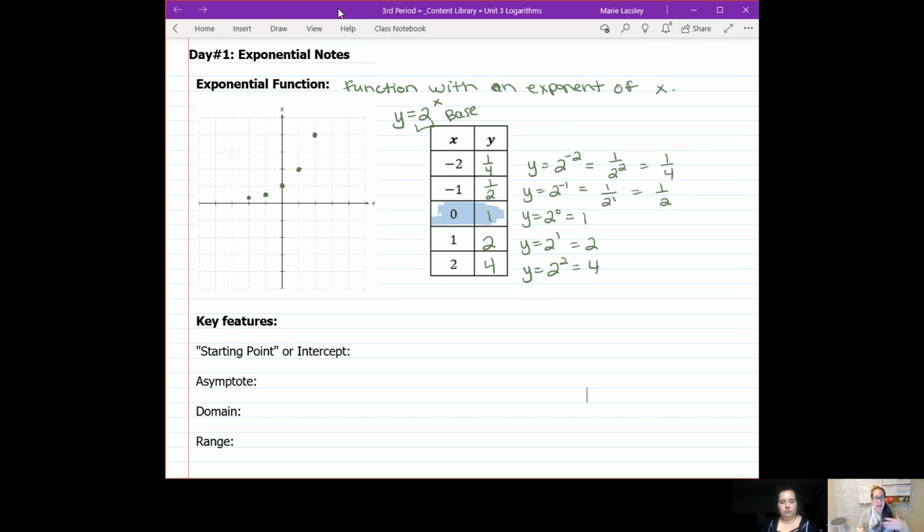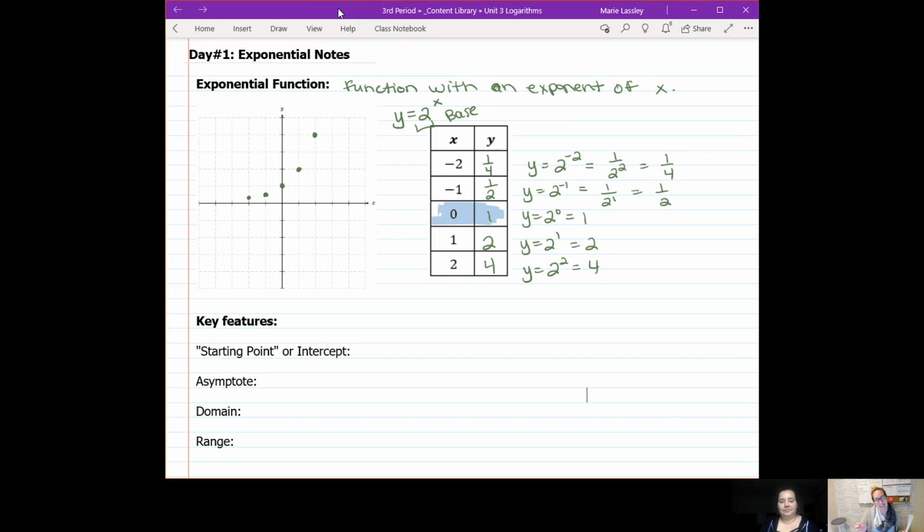So like I said, no matter what you plug in for x, if you're plugging in really big negative numbers, it's never actually going to be a negative y value. You're also never going to actually get 0. So that's going to create a line in our graph that we're never going to cross.